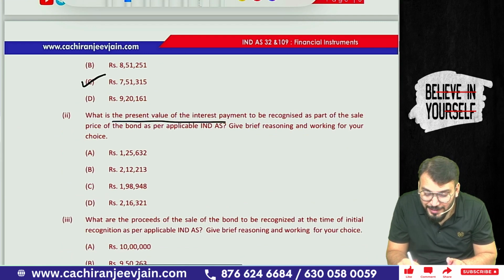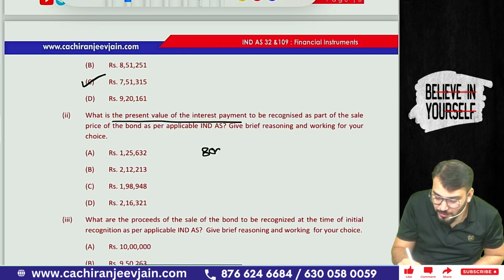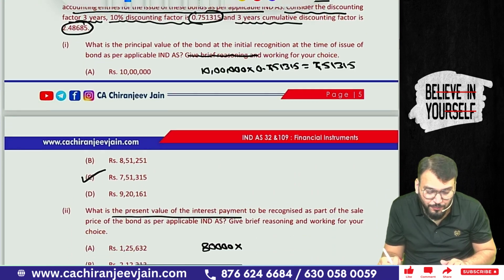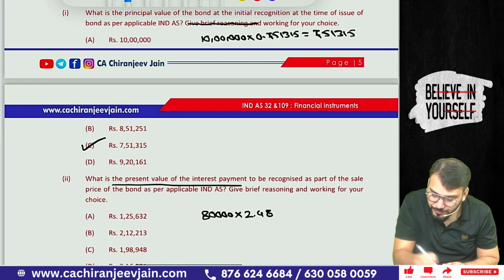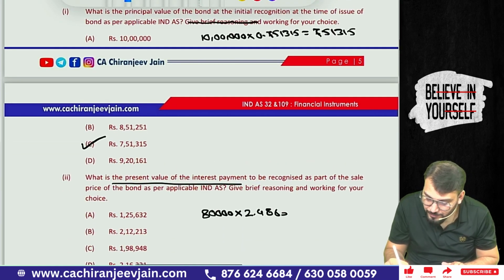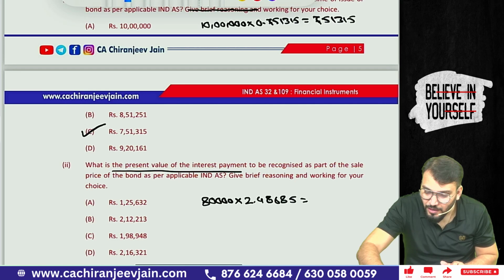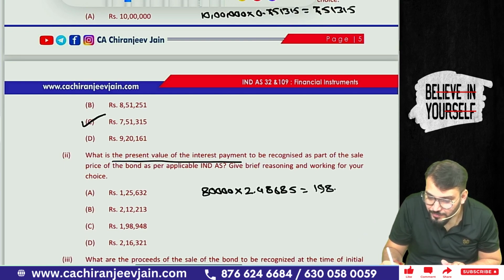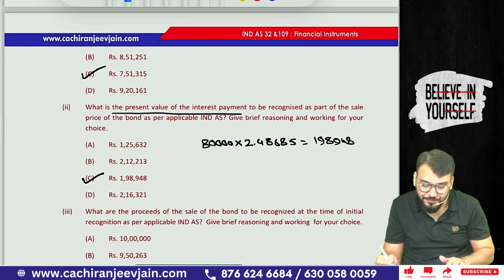What is the present value of the interest payment? So interest was 8% of 10 lakh, that is 80,000. 80,000 multiplied by the annuity factor. The annuity factor given is 2.4868685. So 80,000 into 2.48685 is equal to 1,98,948. Means option number C is correct.